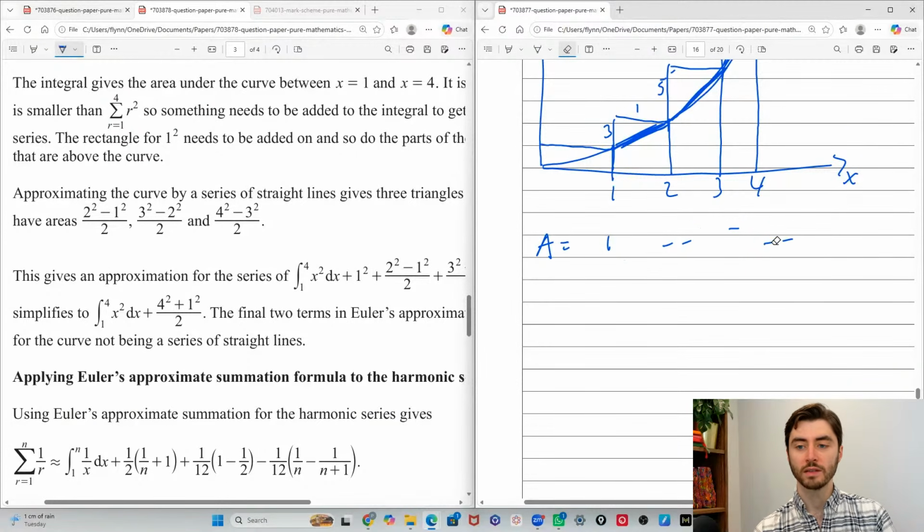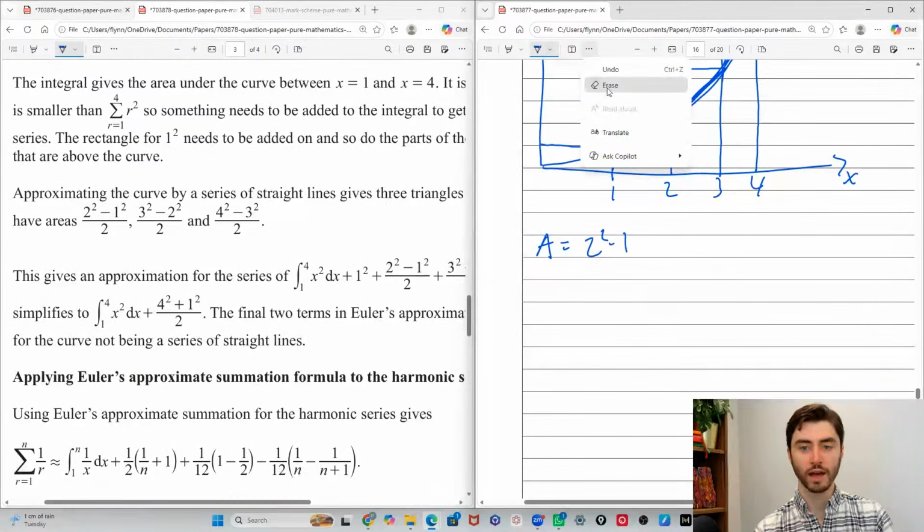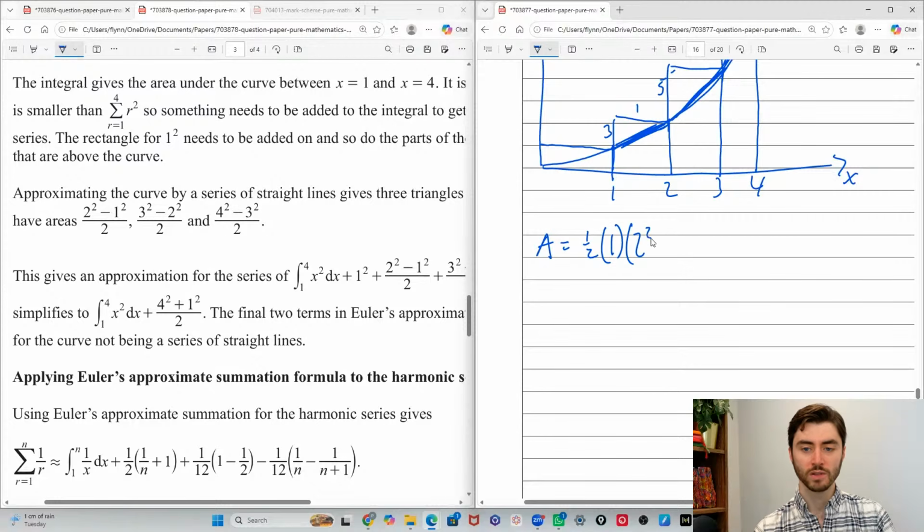So getting the areas of these triangles, that is 2 squared minus 1 squared. Well, a half, how would I write this in the real thing? I would say that is a half times the base times the height of 2 squared minus 1 squared. I would then add on. So that's the area of that triangle.